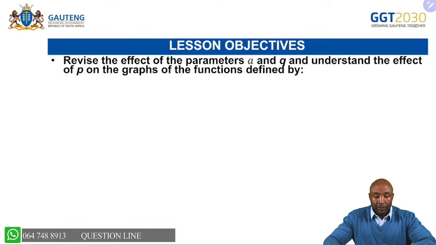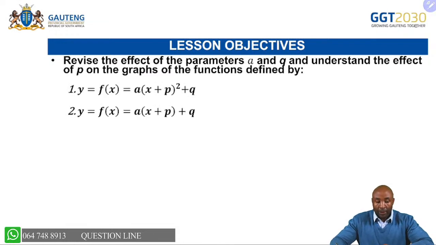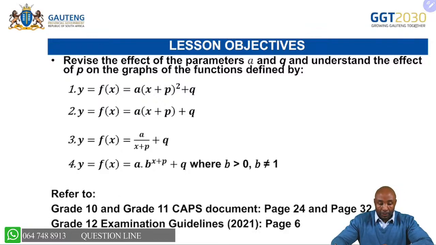We should be able to revise the effect of the parameters a and q and understand the effect of p on the graphs of the functions defined by the first one. It's our parabola. We also have our linear graph, and then we have our hyperbolic graph, and we also have our exponential function. Now, you can refer to the CAPS document as well as the examination guidelines for grade 12 for more information.